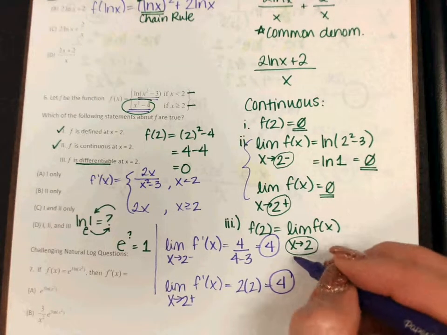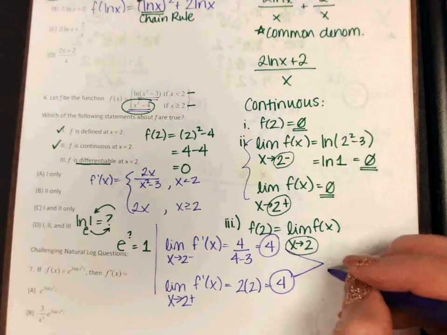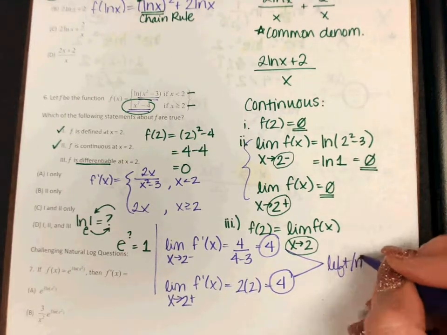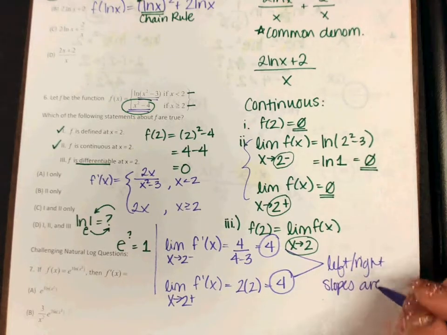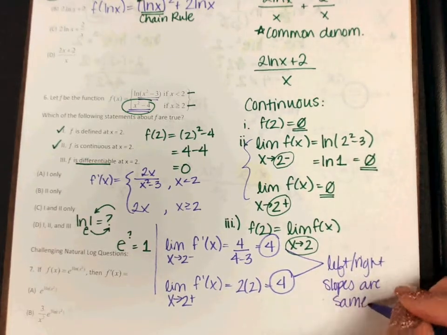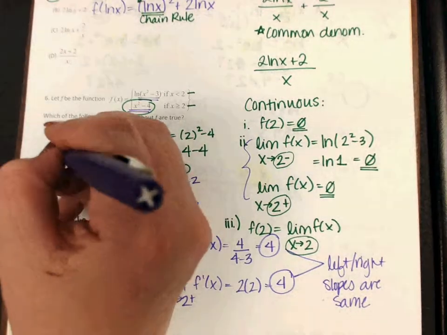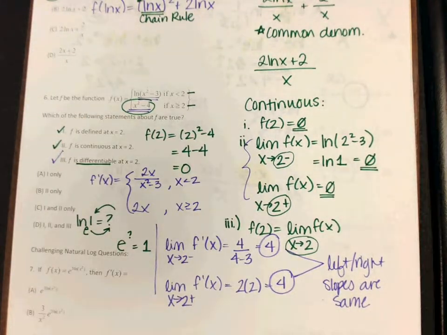So if these come out equal, that means that my left and right slopes are the same. And remember, that's the definition of it being differentiable. So 1, 2, and 3 are all true.